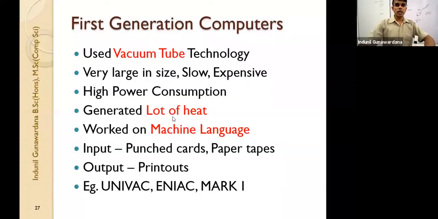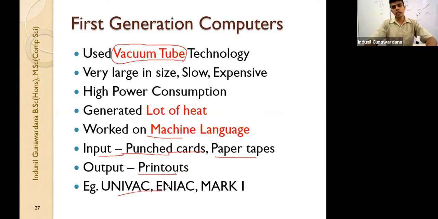Right. Lots of heat was generated, and they worked on machine language. Input was based on punch cards as well as tapes. Output came as printouts. All the computers which are based on vacuum tubes belong to the first generation. Examples: UNIVAC, ENIAC, Mark I.